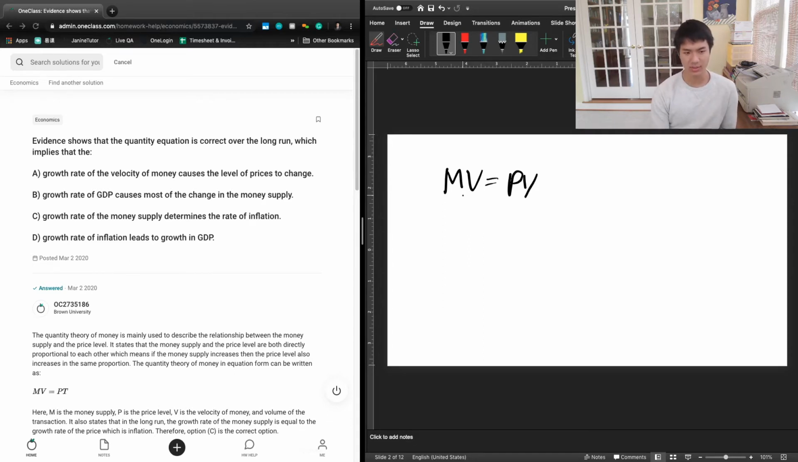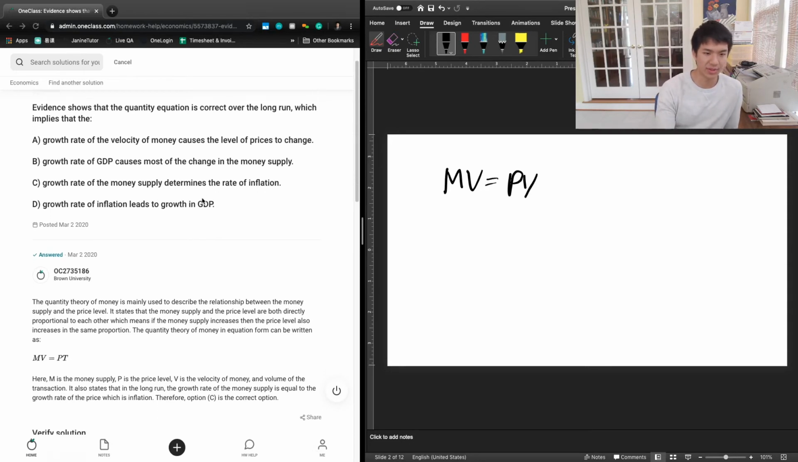And finally, D says growth rate of inflation leads to a growth in GDP, but first, inflation would be variable while GDP is constant, and second, P and Y both appear on the same side of the quantity equation, not on different sides, and so those would not be equivalent rates of growth. And so C is going to be our best answer here. Growth rate of the money supply determines the rate of inflation.